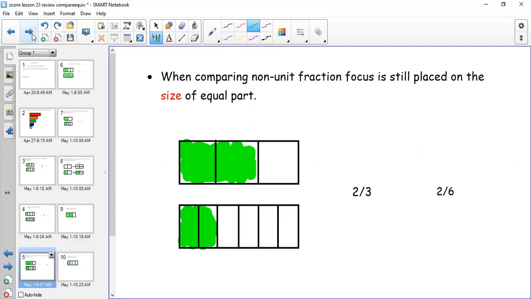When comparing non-unit fractions, focus is still placed on the size of the equal part. For example, we're comparing 2/3 and 2/6. They both have the same number of equal parts named. However, which equal parts are bigger? Is it 2/3 or 2/6? Looking at the models, we see that 2/3 is way bigger than 2/6. So 2/3 is greater than 2/6.